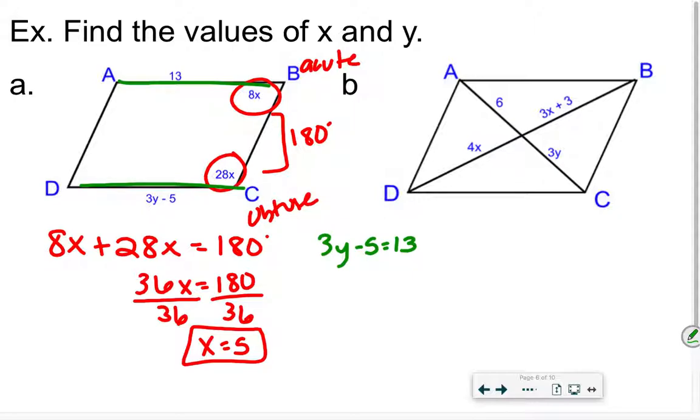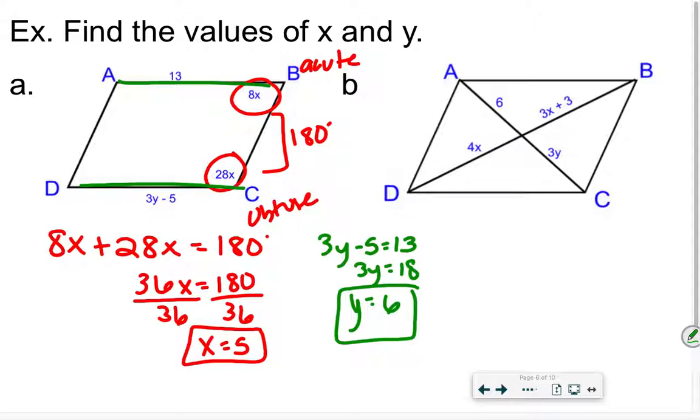And Angel, what'd you get for y? Very good. Okay, if you add the 5 over, you get 3y equals 18, divided by 3, and you get 6. Nice job. So again, pretty much everything in this section, you're just setting things equal to each other, except when you have a pair of consecutive angles like that. There were a couple problems on that 7.2 worksheet, I know, where you were dealing with some consecutive angle measures.